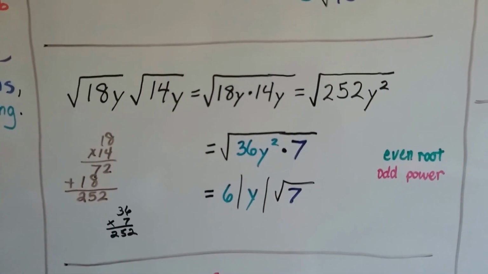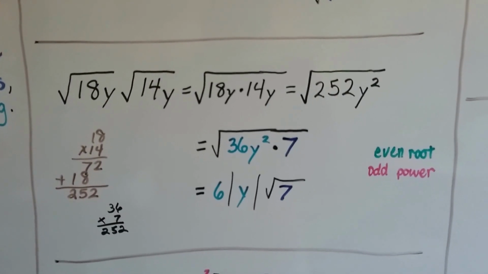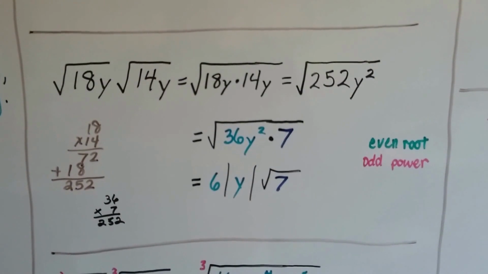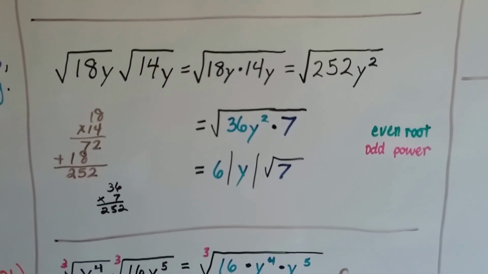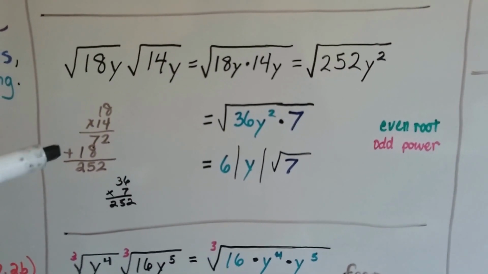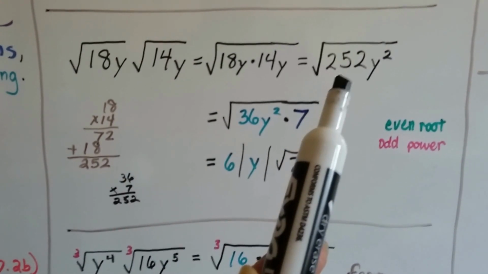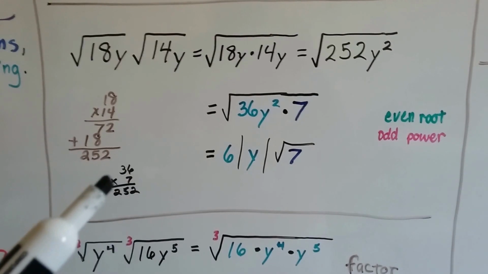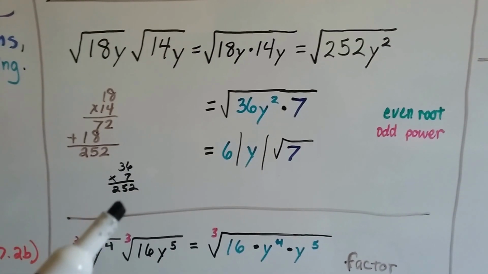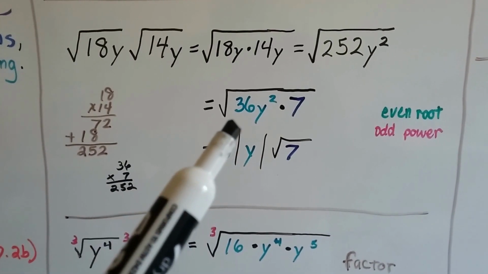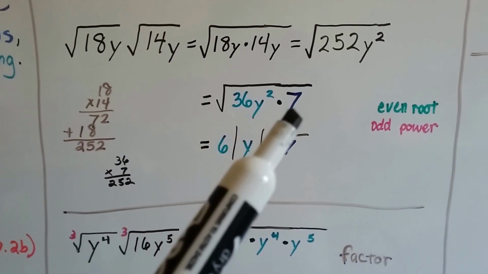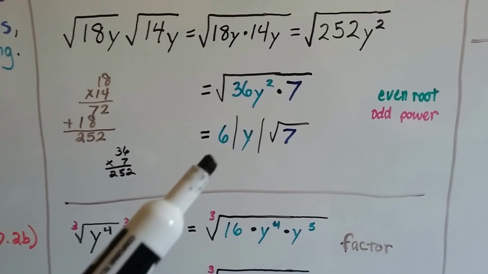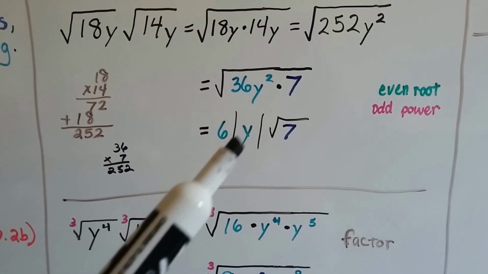Now we've got the square root of 18y times the square root of 14y. We can put them under one radical sign, and when we multiply 18 times 14, we get 252. So we have 252, and this y makes y squared. And if we do 36 times 7, we'll get 252. We'll be able to pull out a perfect square, 36 y squared, times the 7.